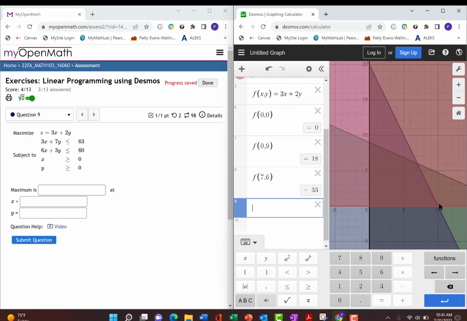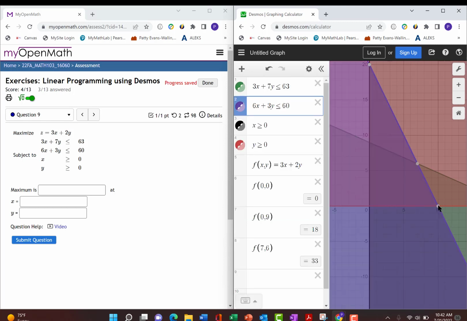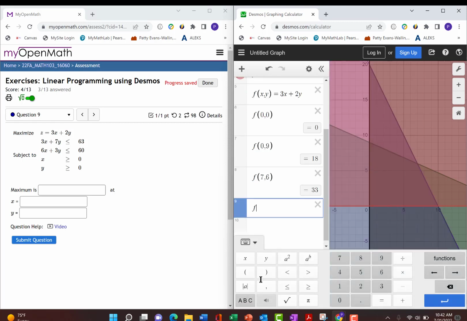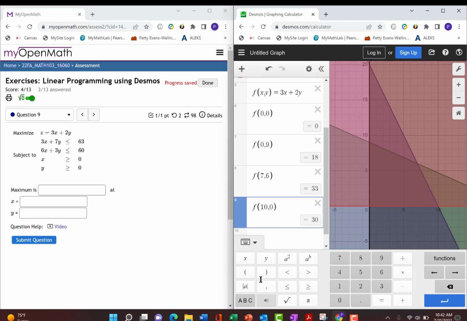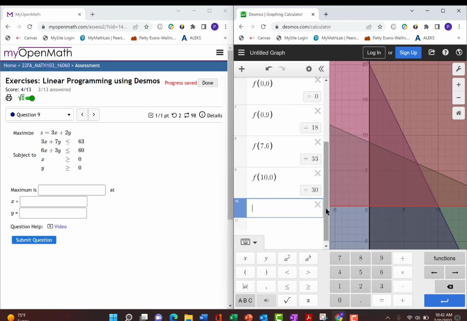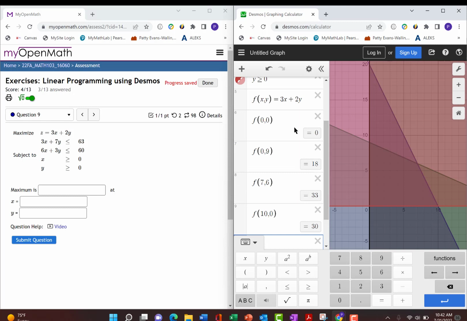We have 1 point left, and it's this point, which is 10, 0. So I come back to line 9, and I do f of 10, 0, and I hit enter, and it tells me it's 30. That makes sense because 3 times 10 is 30 and 2 times 0 is 0, so that adds to 30.